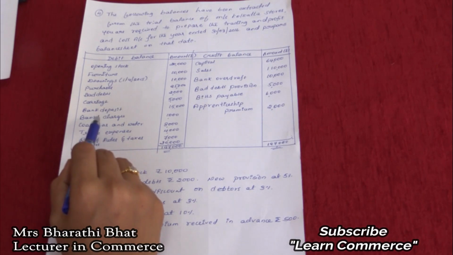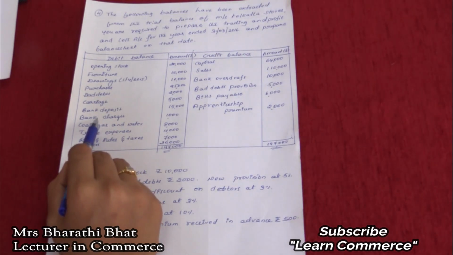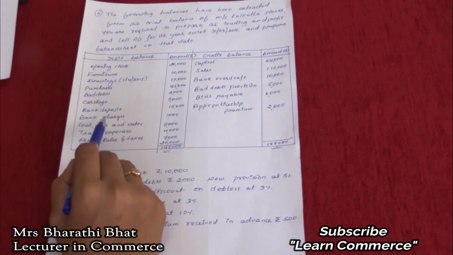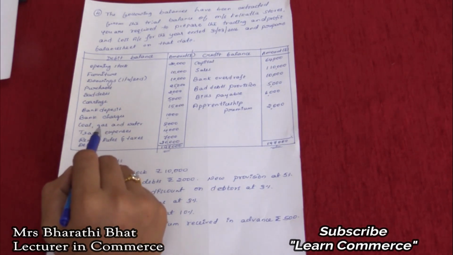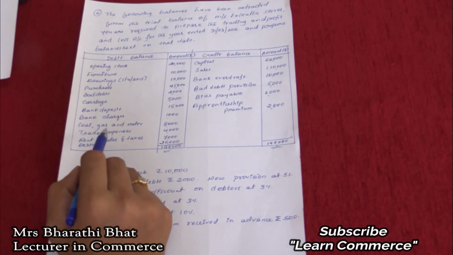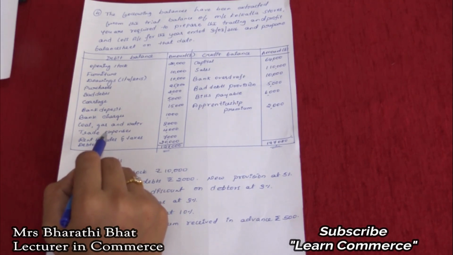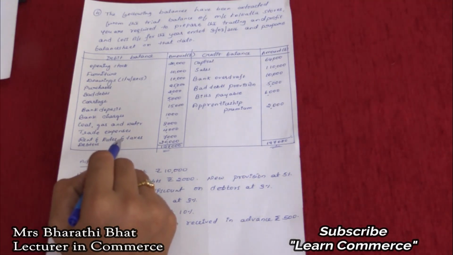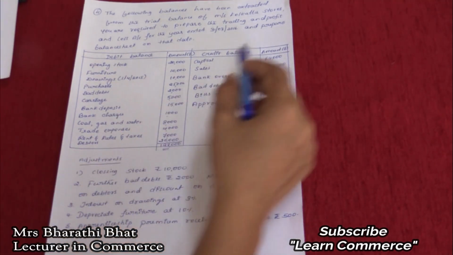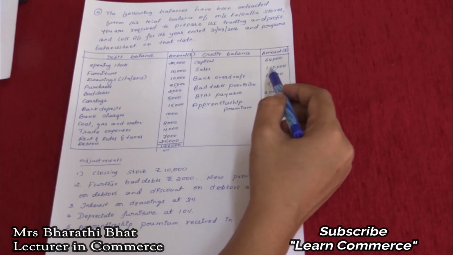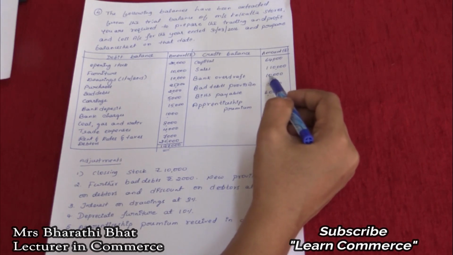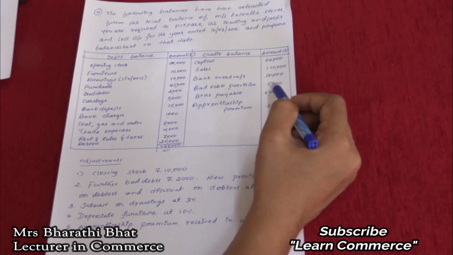Next, bank deposit, asset. Bank deposit means cash at bank. Bank charges, expenses, profit and loss. Coal, gas and water, profit and loss. Trade expenses come under your profit and loss account, not under trading account. Rent, rates and taxes, profit and loss account. Debtors, an asset, comes under balance sheet. Capital, balance sheet. Sales, profit and loss account. Bank overdraft, your balance sheet. Bad debt provision, profit and loss account.